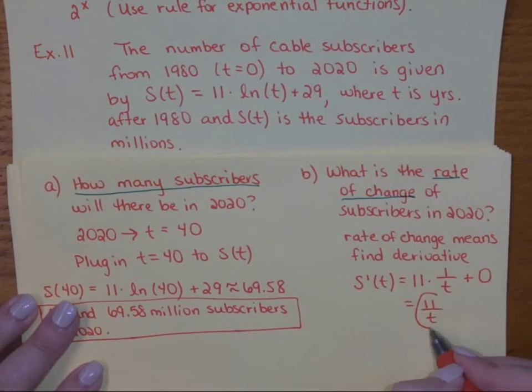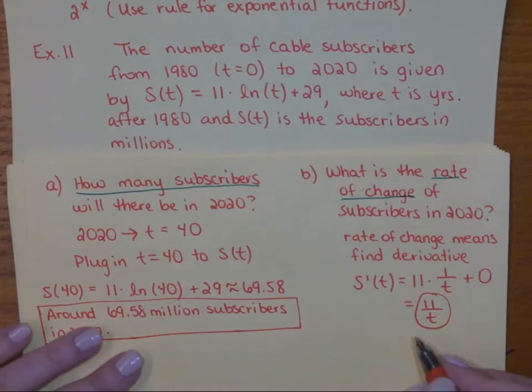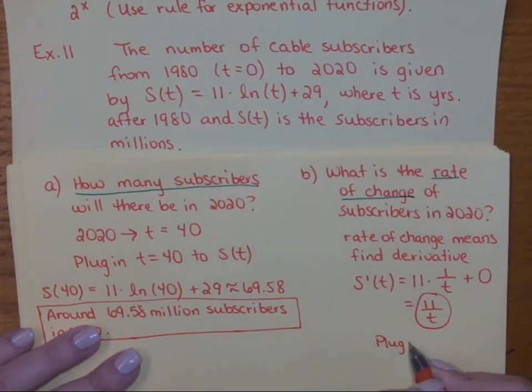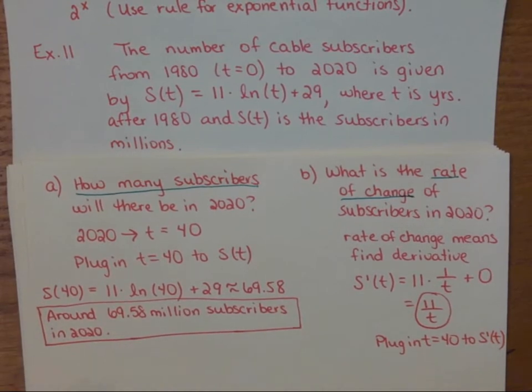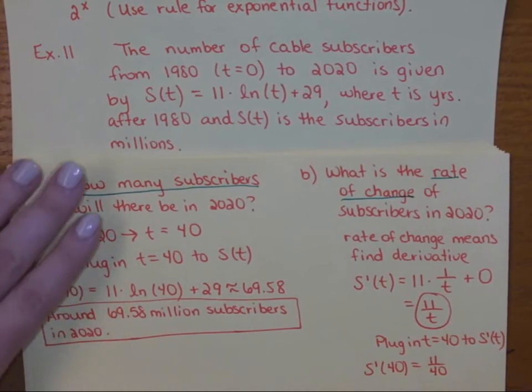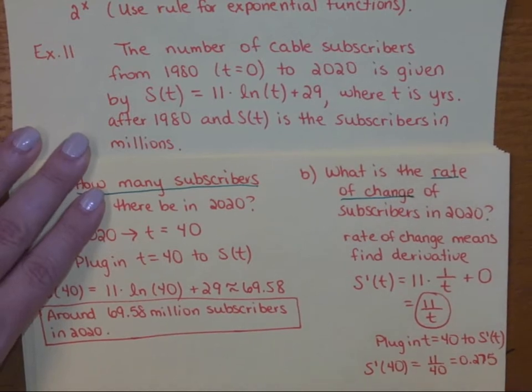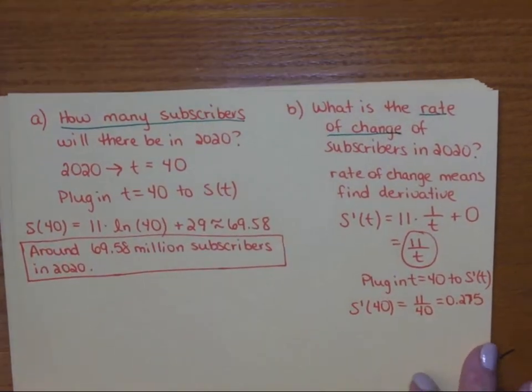So I'm going to circle this, but this really isn't my final answer because I'm also being asked to tell exactly what the rate of change was in 2020, right? So this time, rather than plugging in t equals 40 to the original equation, I'm going to plug it into s prime of t because I want the rate of change. So s prime of 40 is just going to be whatever I get when I do 11 divided by 40. Okay, so this comes out nice. Notice I don't use a squiggly equal sign. I just say it equals 0.275.